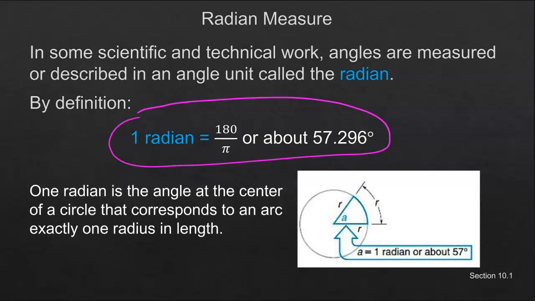Now the radian is the angle at the center of the circle, which you can see here. And so it's got its angle right there at the center of the circle, and so the 1 radian is about 57 degrees. In fact, in a full circle it's about 6.28 radians.